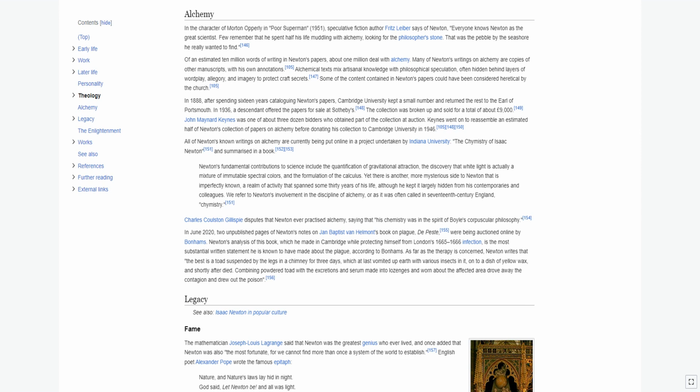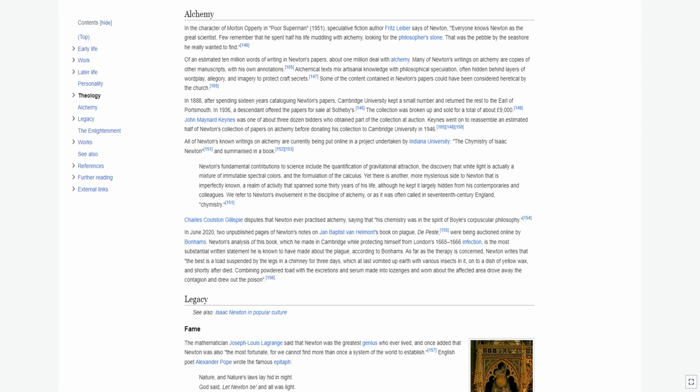John Maynard Keynes was one of about 3 dozen bidders who obtained part of the collection at auction. Keynes went on to reassemble an estimated half of Newton's collection of papers on alchemy before donating his collection to Cambridge University in 1946. All of Newton's known writings on alchemy are currently being put online in a project undertaken by Indiana University, The Chemistry of Isaac Newton, and summarized in a book.